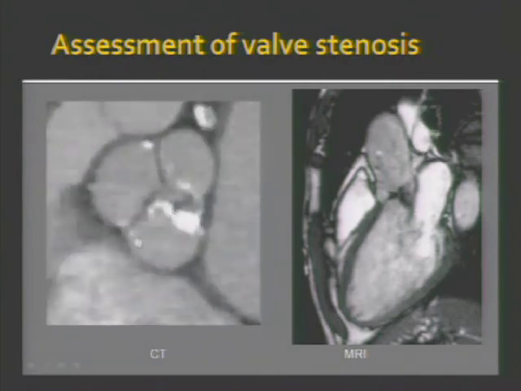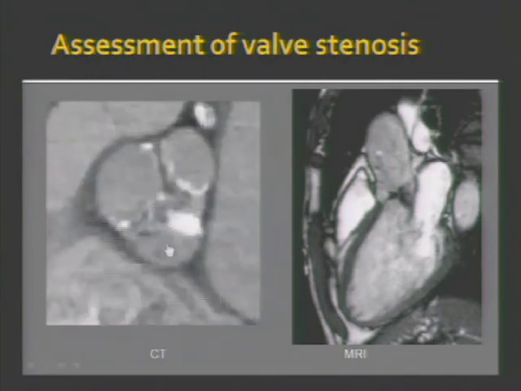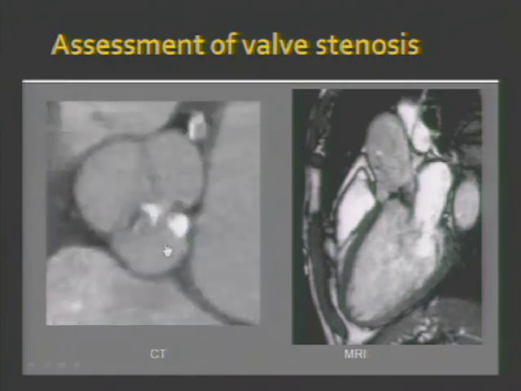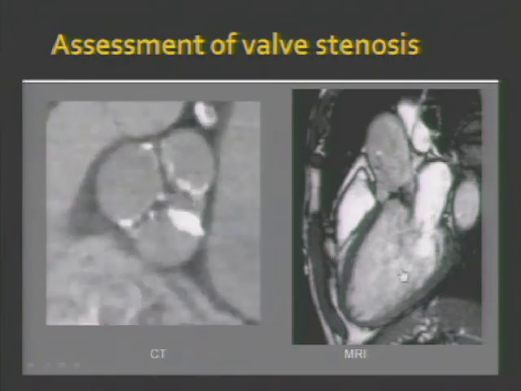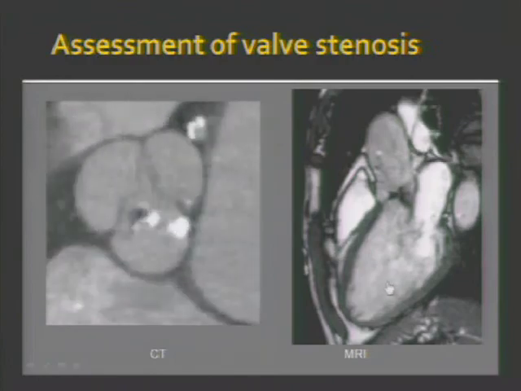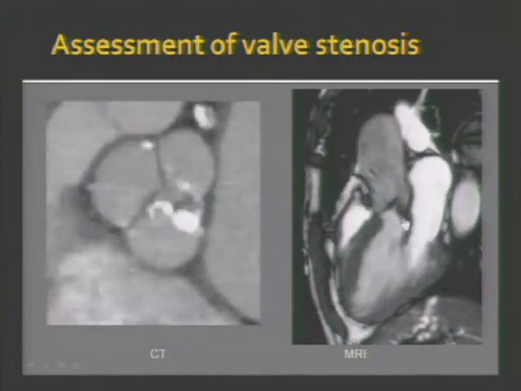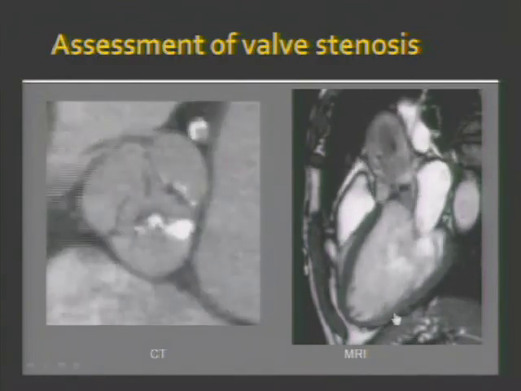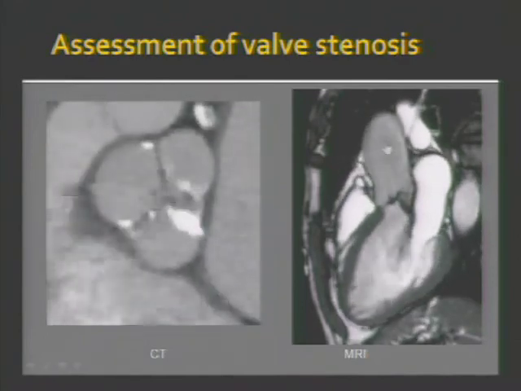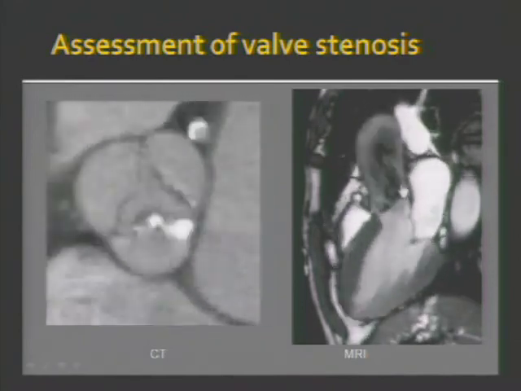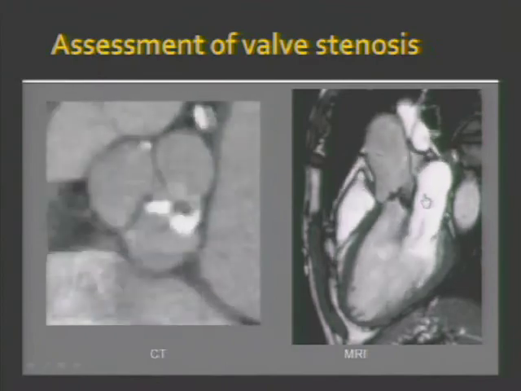Now, MRI can obviously give you this anatomic information, but it can also give you the effects of what happens secondary to aortic stenosis. So here is a 3-chamber view on cine MRI. And you can notice that as a result of the restricted opening, there's a lot of turbulent flow with spin dephasing and loss of signal in the aorta in systole.